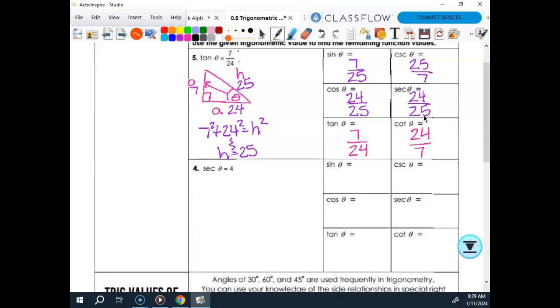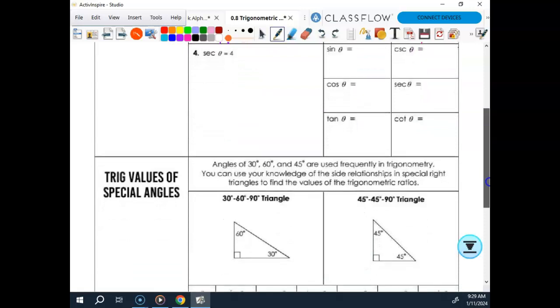Any questions at all? Yes, ma'am. What did I do? Oh, I sure did. Dang it, thank you. I wanted to see if anybody's paying attention. I appreciate you paying attention. It's 25 over 24. All right, now any other questions besides why your teacher can't write things correctly? All right, so let's go and look at number 4.